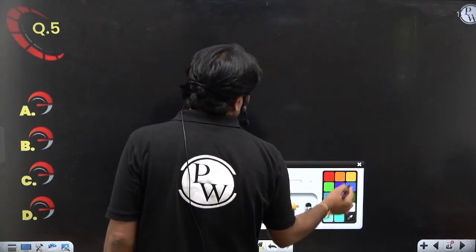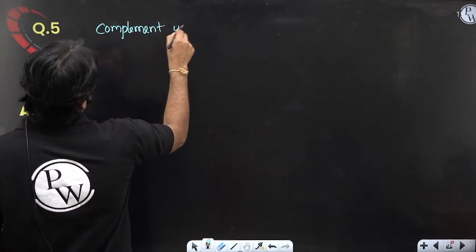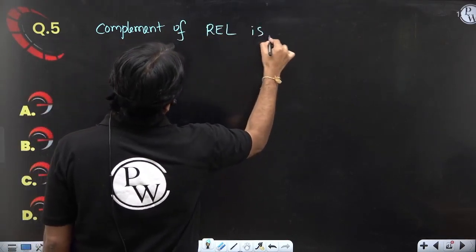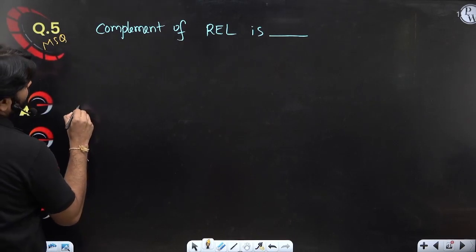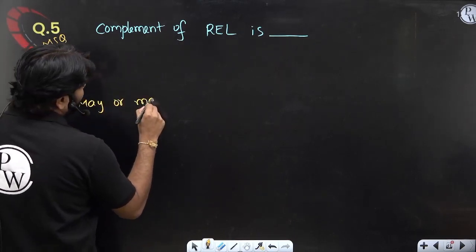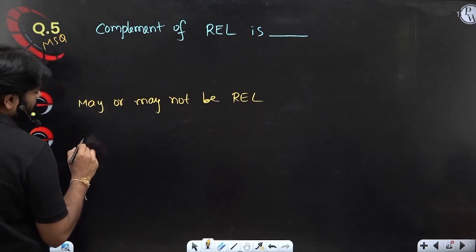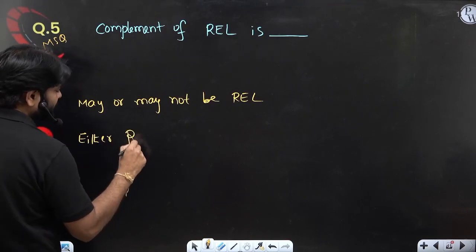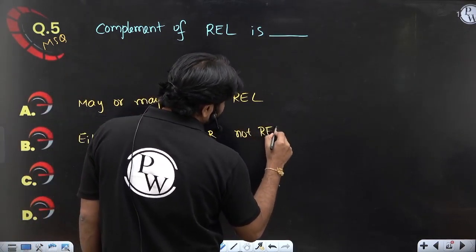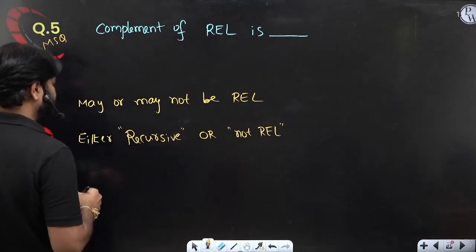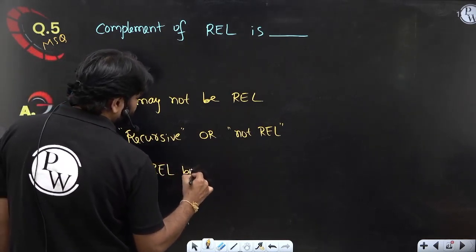Okay, last question here. Complement of a recursively enumerable language is dash. It is again MSQ. First answer: may or may not be REL, recursively enumerable language. Another one: either recursive language or not REL, either not REL or recursive. Last one: never be REL but not recursive.